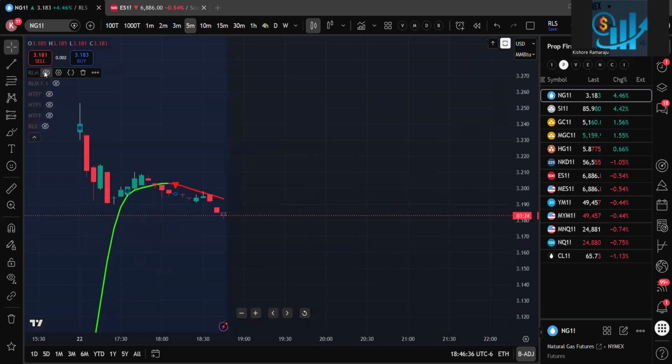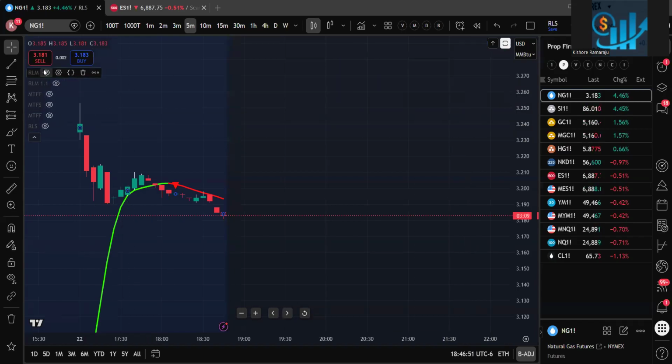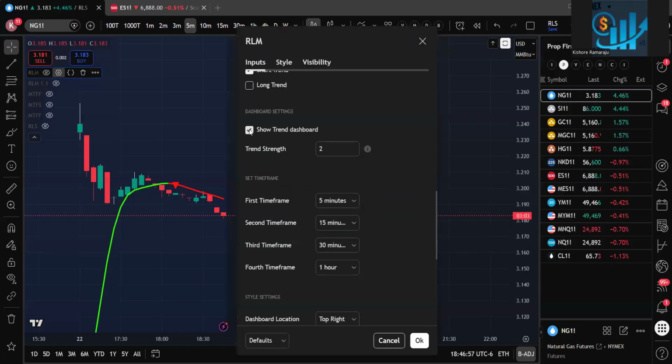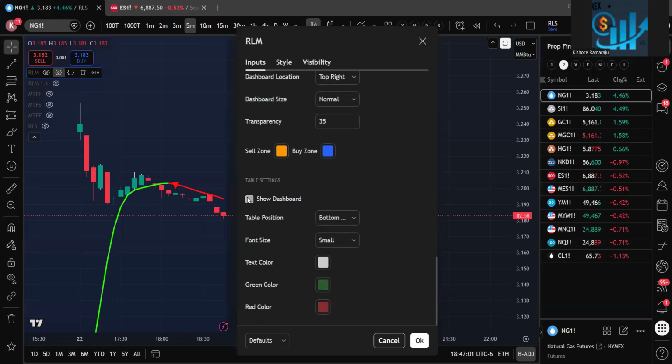Then you will use mainly the scanners to identify the trend. So you go to the indicator, you can uncheck this dashboard, you can uncheck this dashboard, and you can say okay.